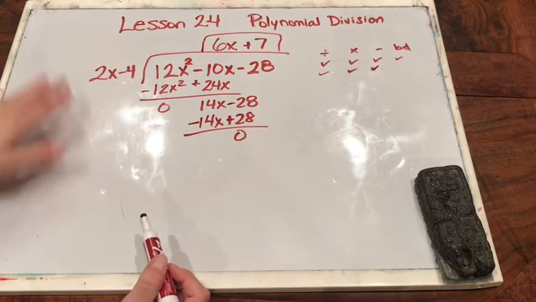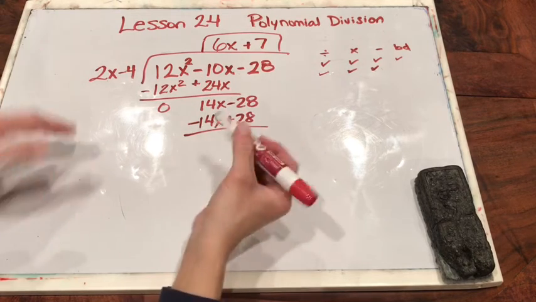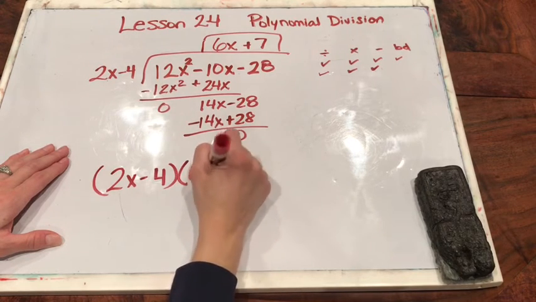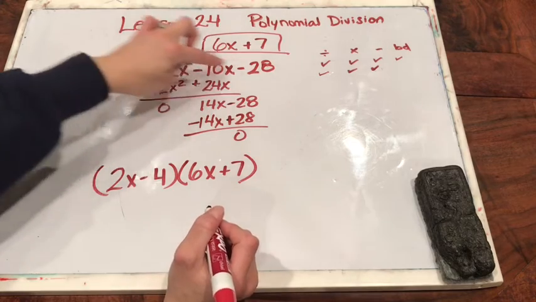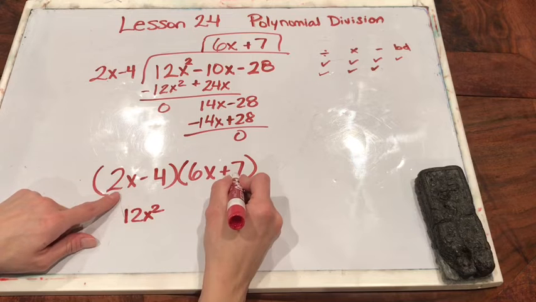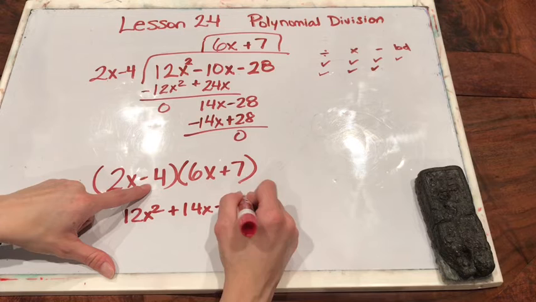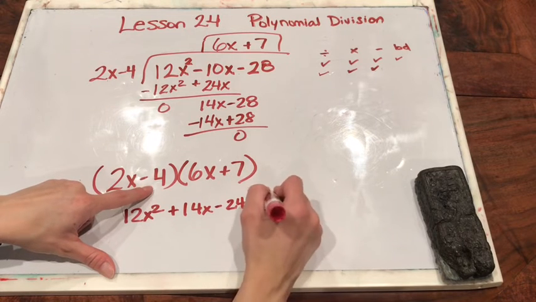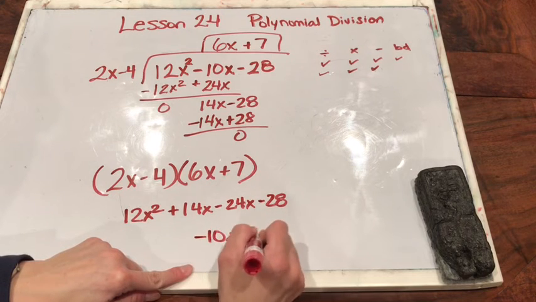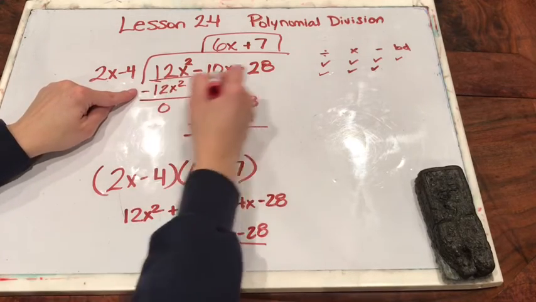I can always check my work, right? We just did a division problem. If you want to check your division problem, you multiply. So you could multiply 2x minus 4 times 6x plus 7, and you should get this. So let's try. This one is 12x squared. Outside is 14x. Inside is negative 24x. And then the last is negative 28. We add these two together, and we get a negative 10x in the middle. And this is indeed what we used to start.